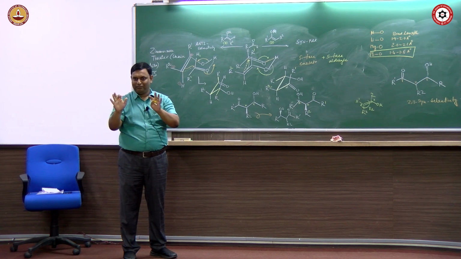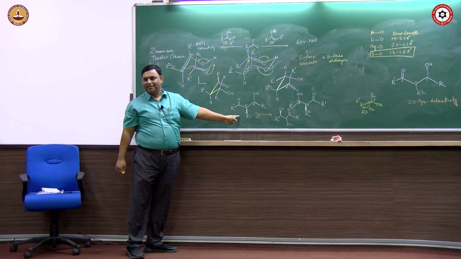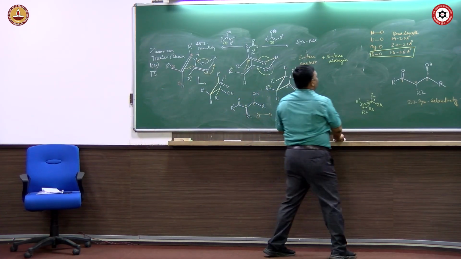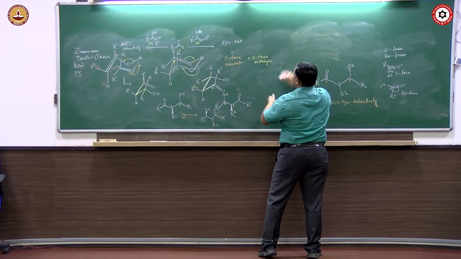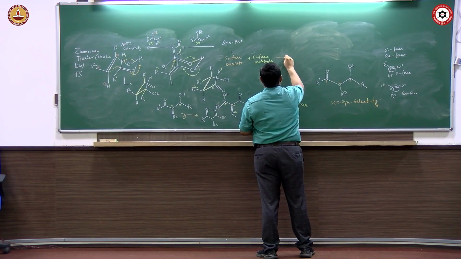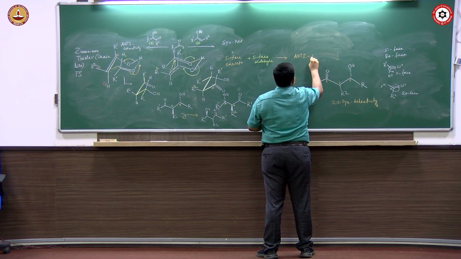Now if the Si face of the enolate is reacting with the Si face of the aldehyde, same with same, you will get the anti product. So I can make a short rule: if the Si face of the enolate reacts with the Si face of the aldehyde, I will get the anti product.